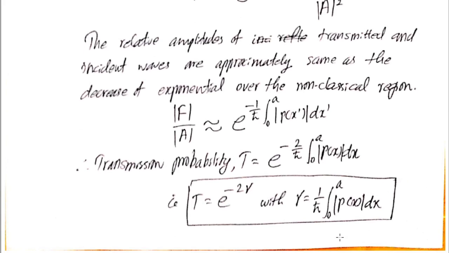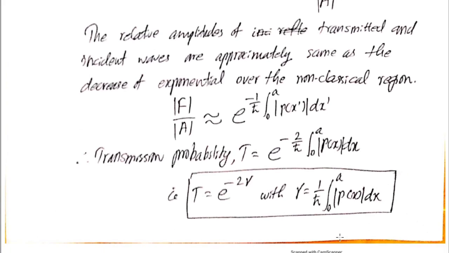So this is another application of the WKB approximation for the non-classical region. It can be used for finding the transmission probability of tunneling through a potential barrier.